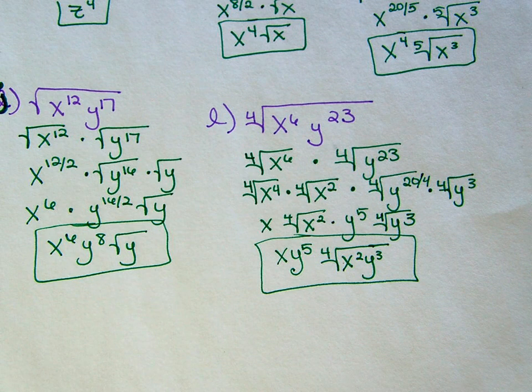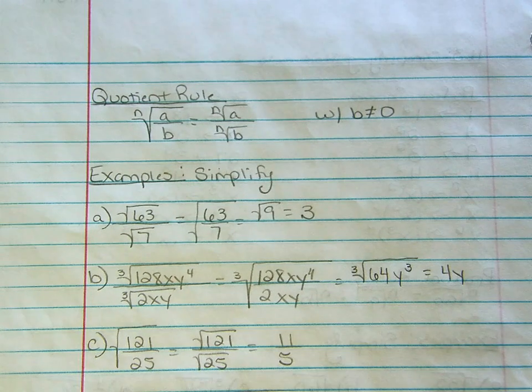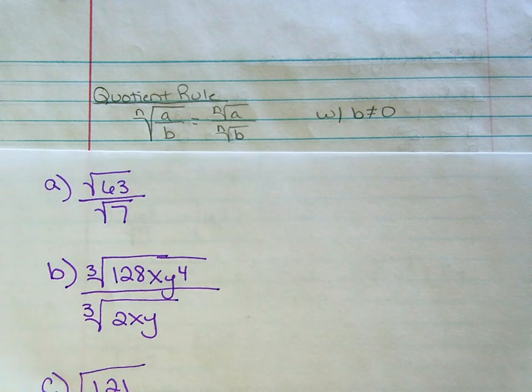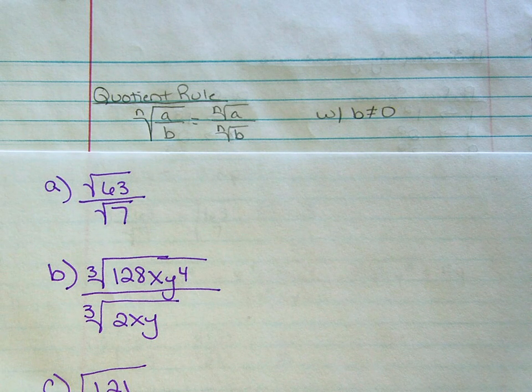All right, I told you there's 2 rules today. This was the first one. This was product rule. The opposite of product is quotient. So we have a quotient rule that lets us split up a single radical into multiple radicals, or combining multiple radicals into a single radical. If you have the nth root of a divided by b, that's the same thing as taking the nth root of a divided by the nth root of b. Obviously, b cannot be 0. We can never divide by 0.